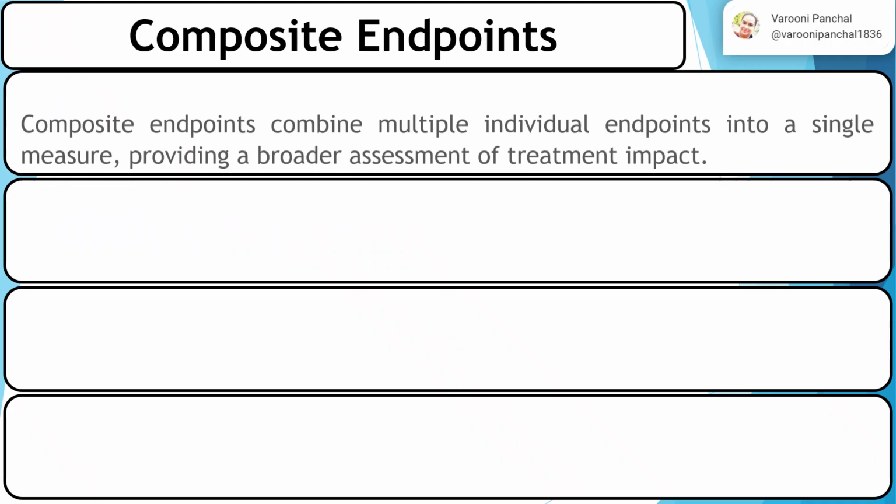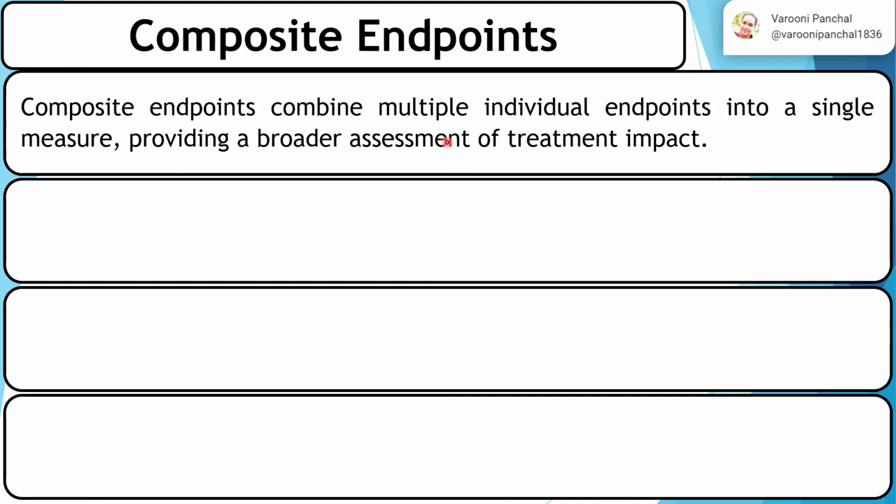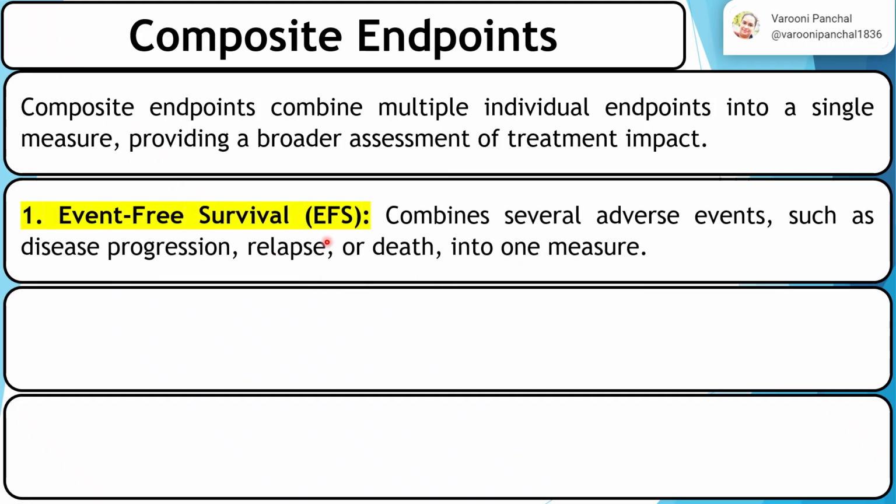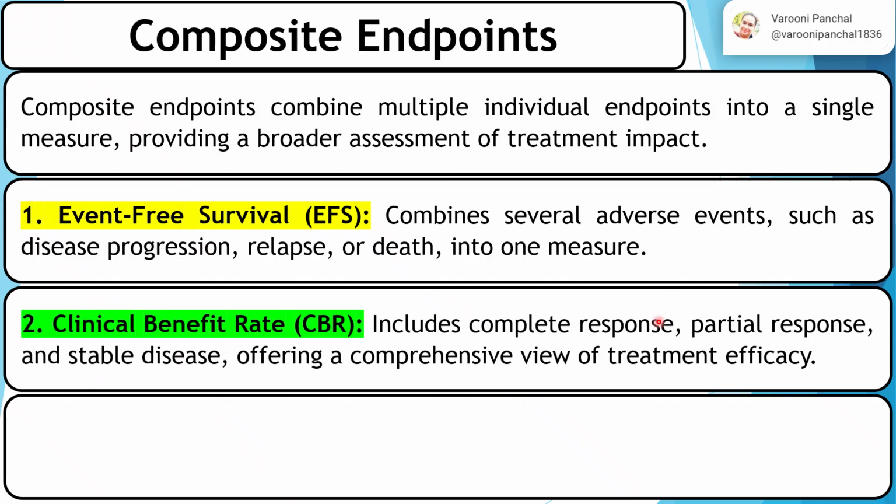Composite endpoints. Composite endpoints combine multiple individual endpoints into a single measure, providing a broader assessment of treatment impact. Event-free survival (EFS) combines several adverse events such as disease progression, relapse, or death into one measure. Clinical benefit rate (CBR) includes complete response, partial response, and stable disease, offering a comprehensive view of treatment efficacy.